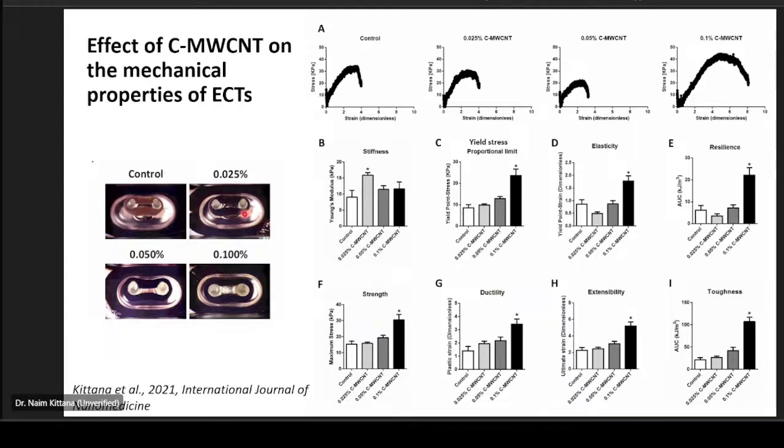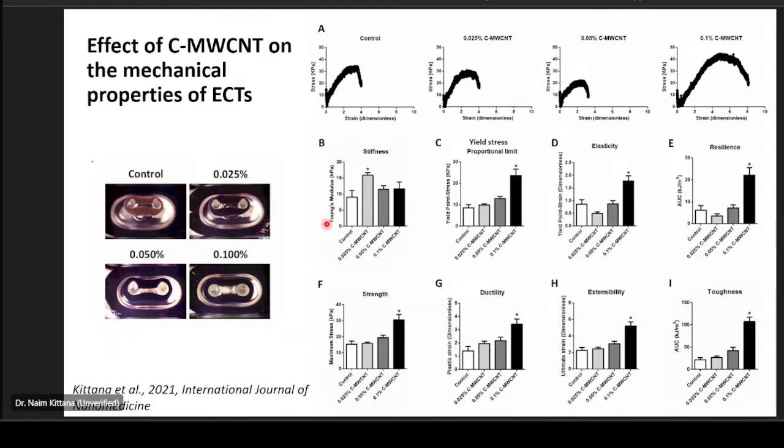So initially, these are the tissues that we generated. These are the control tissues, which are tissues without carbon nanotubes. They are made only of cells and collagen. And here we have tissues with collagen and different concentrations of multi-wall carbon nanotubes. And these are representative images for the stress-strain curves. As you can see, there are really very big differences.